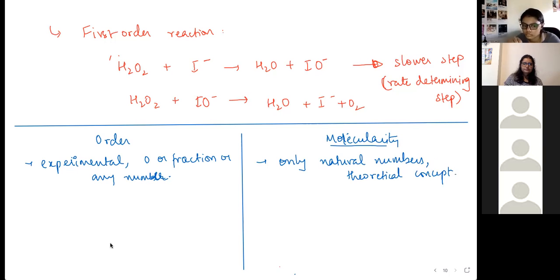Then, so order, you will find order for every single reaction. This is applicable to both elementary and complex reactions. In the case of complex reactions, you will get the order from the rate determining step.